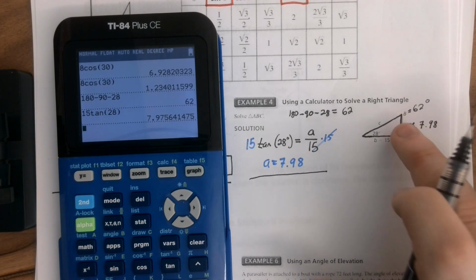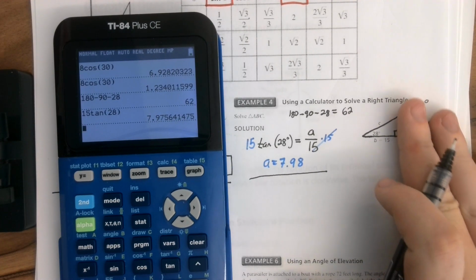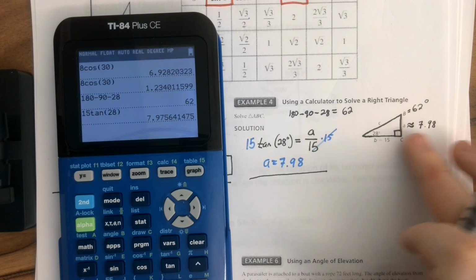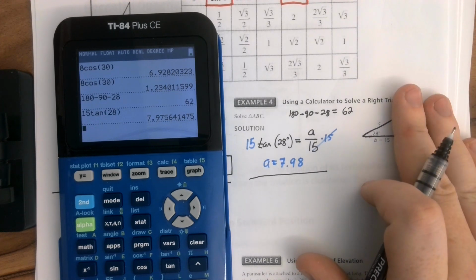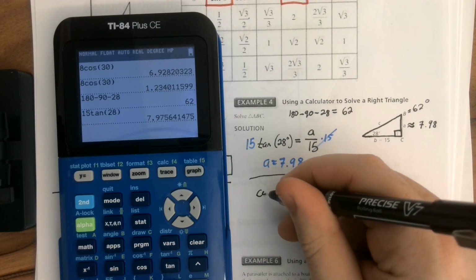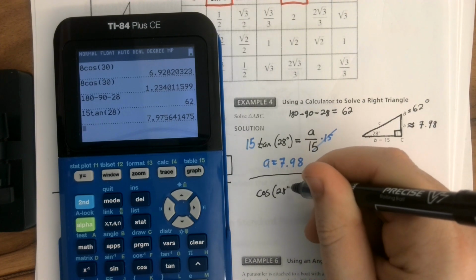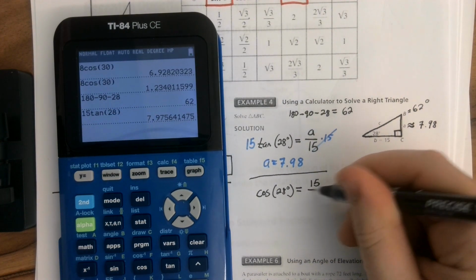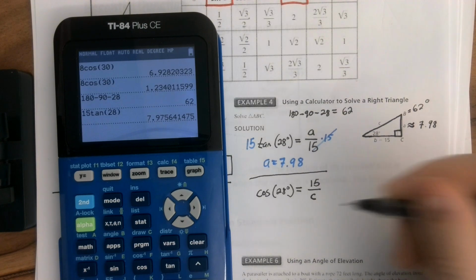So let's use the 28-degree angle again. And I want to use the 15 side, just because that's an exact number and it's a little nicer than doing 7.97564. What ratio involves the adjacent side to that 28-degree angle and the hypotenuse? Well, that's cosine. The cosine of 28 degrees is equal to the adjacent, which is 15, over the hypotenuse, which is C.